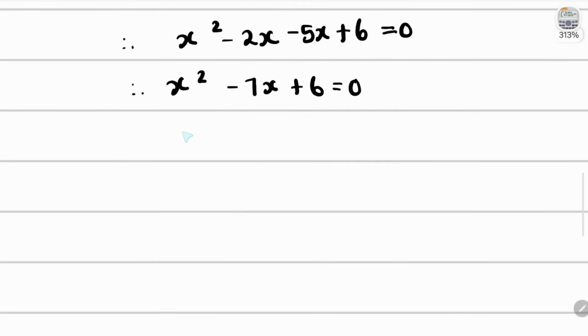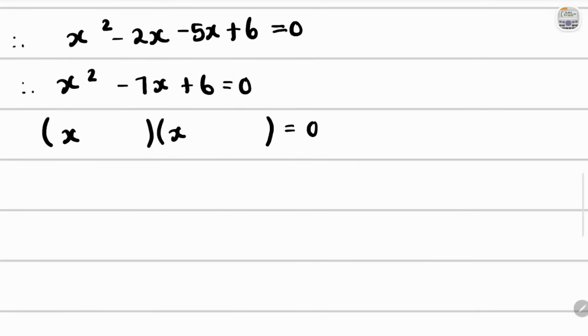Now we can just factorize this. Open up 2 brackets, set it equal to 0, and x times x gives us x squared, and then factors of 6 that give us 7. You can have 3 and 2, but you see that won't help to give us a 7. So we're going to try factors 1 and 6.